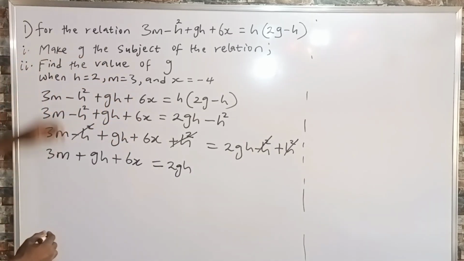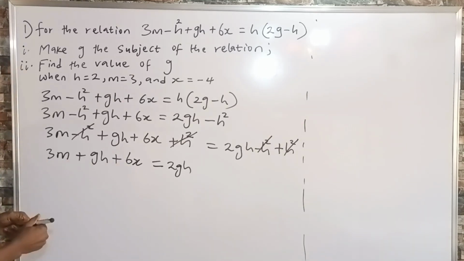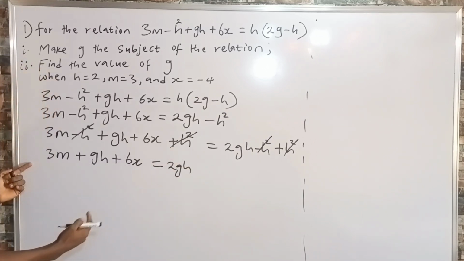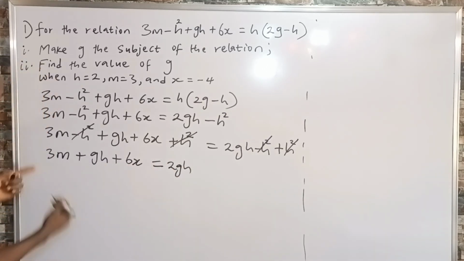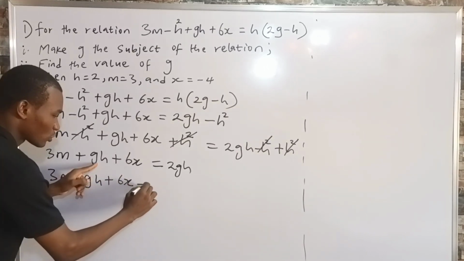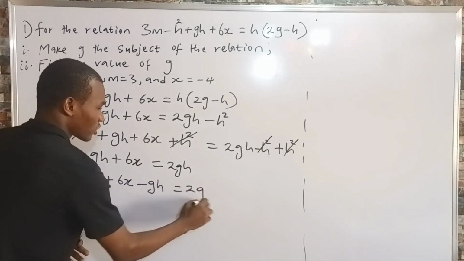All right, remember we are asked to make g the subject of this given relation. So let's go ahead and separate g from every other term. That is, we have to collect like terms. Doing that, what I have to do is to subtract gh from both sides of the equation. Subtracting gh from both sides of the equation, I now have that 3m plus gh plus 6x. Then I will subtract gh from the left-hand side, after which I now have for the right-hand side 2gh.